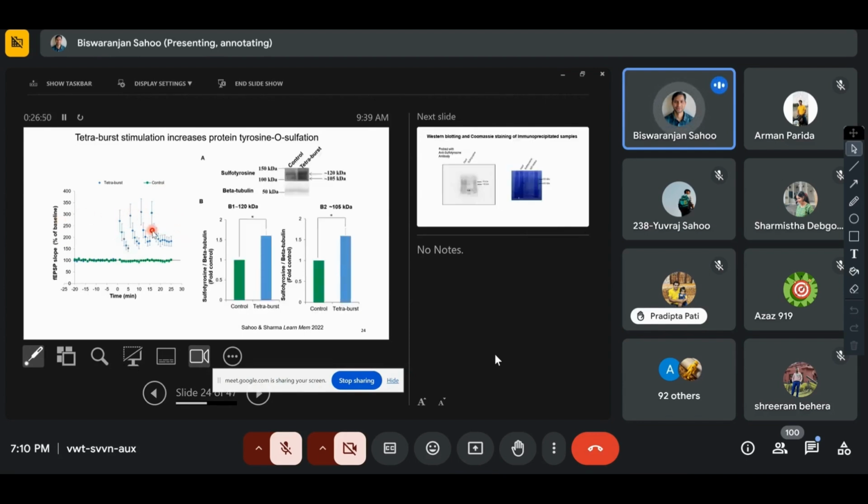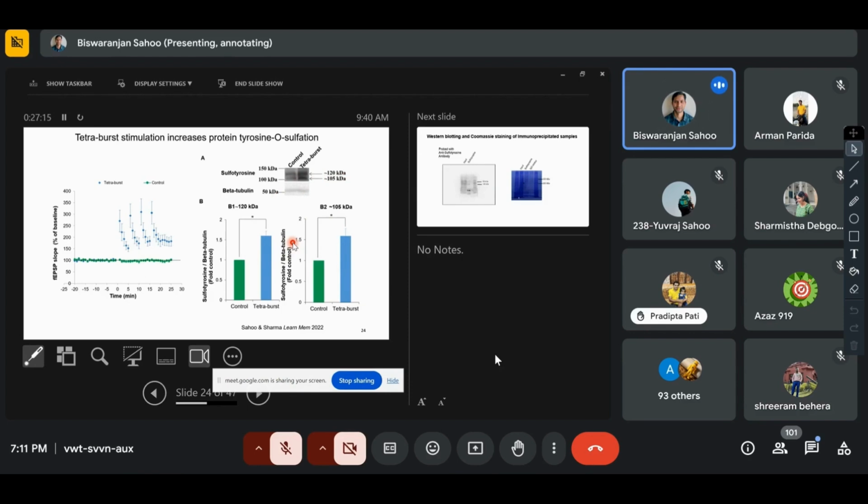And the most interesting finding was that after LTP stimulation, there is a significant increase in the protein tyrosine sulfation level. There are two bands, 120 kD and 105 kD. This is shown by anti-sulfotyrosine antibody in the Western blot, and you see there is a significant increase in the protein tyrosine sulfation level after LTP stimulation.